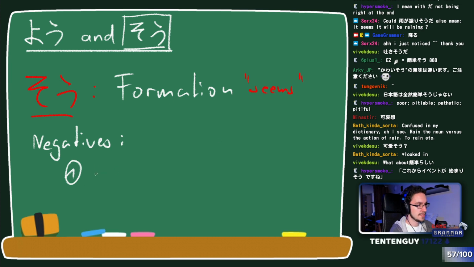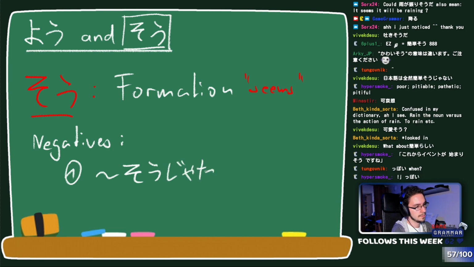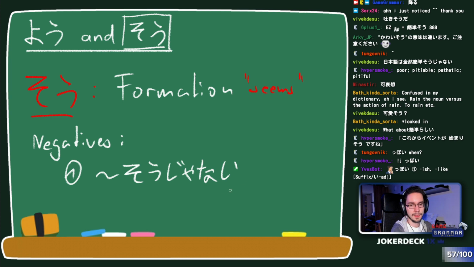You can say that it doesn't seem like that, right? Poi, I think we can probably fit in next time as well. Which would be using so janai, okay? Which is saying that it doesn't seem like that. Or the other one, you can use the negative form with nai and just do nasaso. Okay? So nai just turns into nasaso.